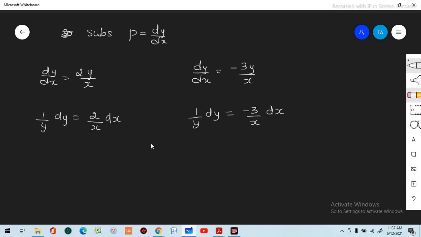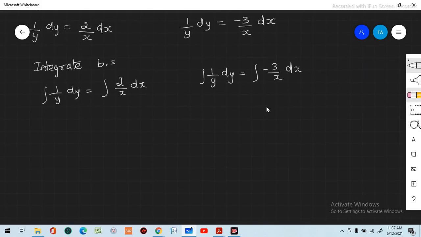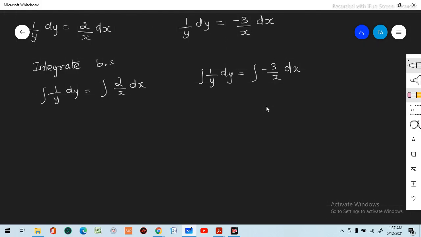Because we want the solution in terms of y. Fine. Now what do we do after doing this? Integrate both sides. So integration of 1 by y dy is equal to integration of 2 by x dx. Here integration of 1 by y dy is equal to integration of minus 3 by x dx. Okay. Now what is integration of 1 by y? Log y.